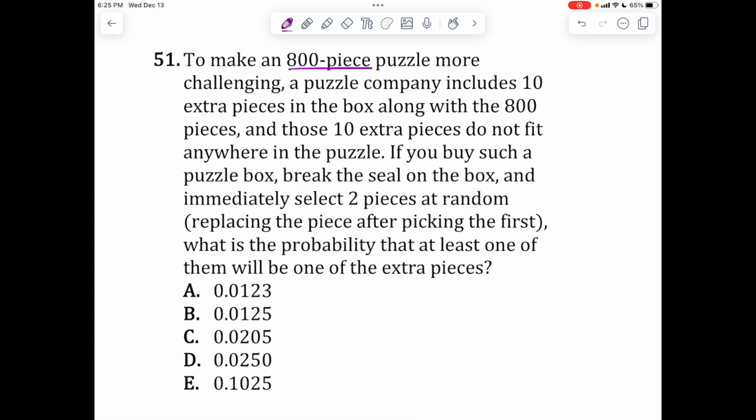To make an 800-piece puzzle more challenging, a puzzle company includes 10 extra pieces in the box along with the 800 pieces, and those 10 extra pieces do not fit anywhere in the puzzle. If you buy such a puzzle box, break the seal, and immediately select 2 pieces at random, what is the probability that at least one of them will be one of the extra pieces? Okay, so this is a probability question.